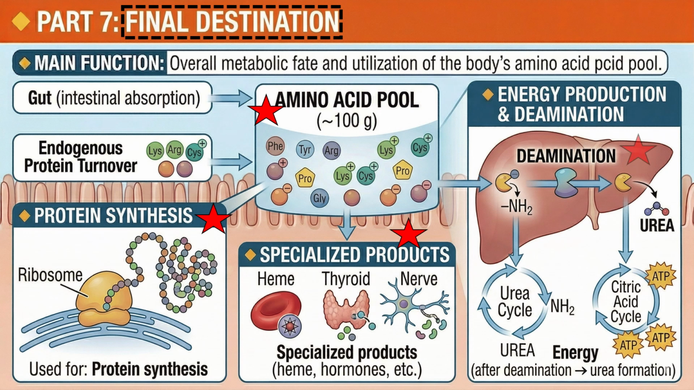And the final fate is energy production via deamination. Whenever there is excess amino acid, the body removes the amino group, that is deamination, mainly in the liver, producing ammonia. As you know, ammonia is toxic, so it is converted into urea via the urea cycle, and the remaining carbon skeleton enters the TCA cycle producing ATP. So this is the fate of the amino acids after absorption.